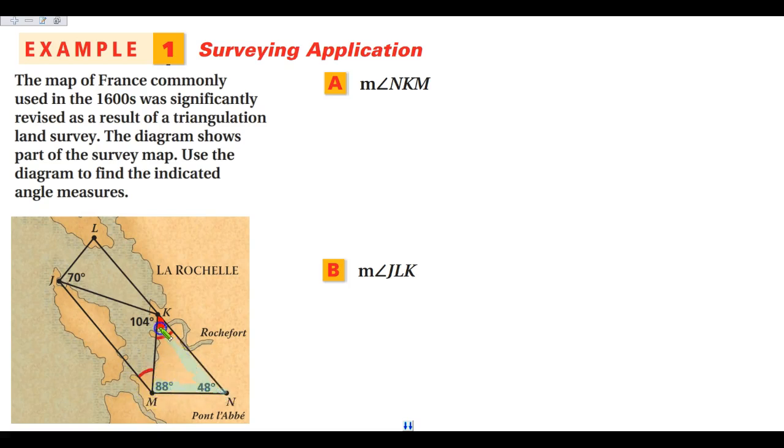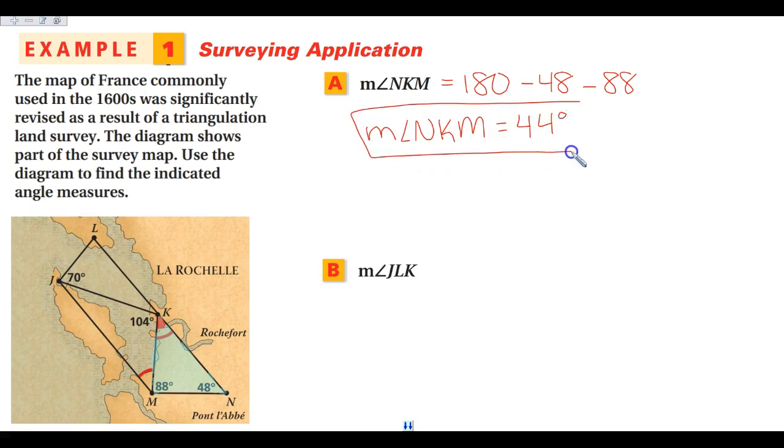So if I look at just this piece here, this blue triangle, I have all but one of the angle measures in this triangle. Just like we just said, I know that all of the angle measures are going to add to 180 degrees. So the measure of angle NKM is going to be 180 minus my two angle measures. Angle N was 48 degrees and angle M was 88 degrees. So we subtract both of those from 180, and we get that the measure of angle NKM is 44 degrees.